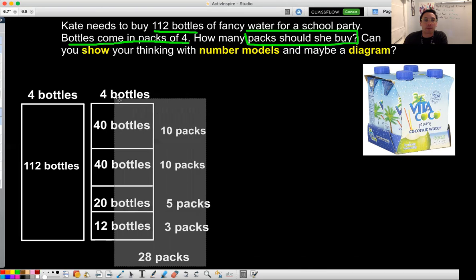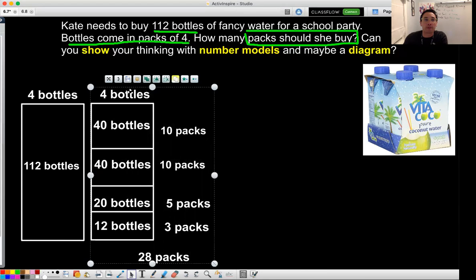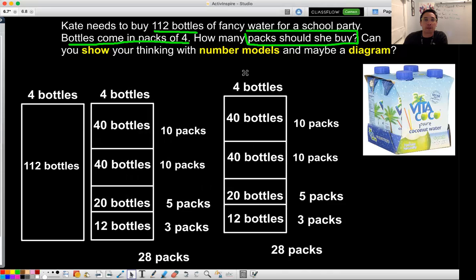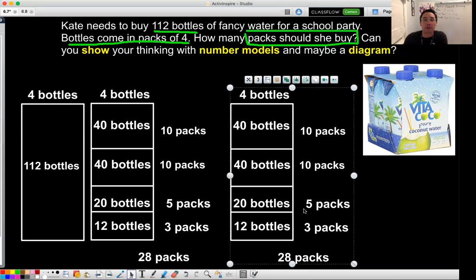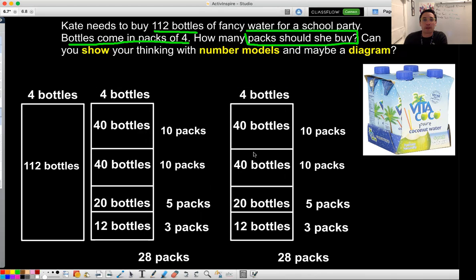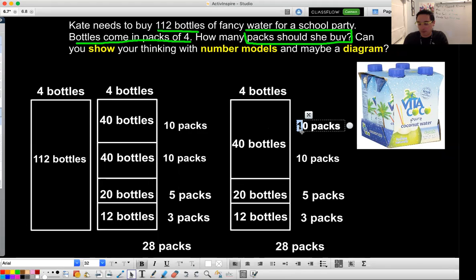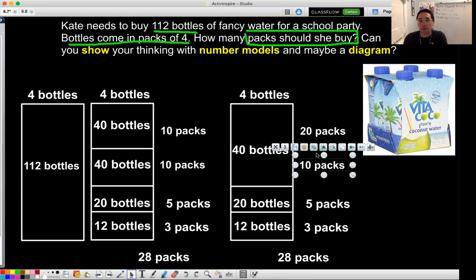The reason I like partial quotients is because you can solve it a lot of different ways and still get to 28 packs. For example, what if I knew that 4 times 10 was 40, but that 40 wasn't really close to 112? So then I instead, in my head, I just wanted to do 20 packs.